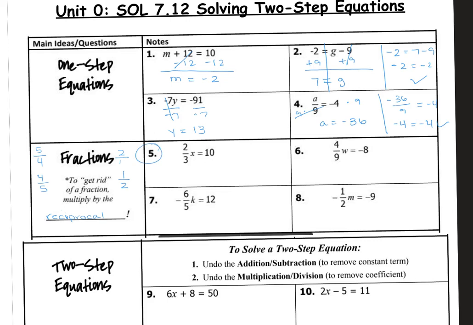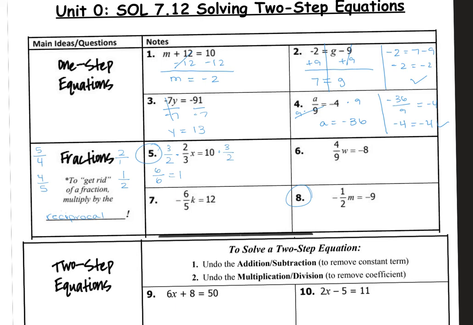All right? So looking at number 5, we're going to look at a couple of these. So we're going to look at number 5 and number 8. So we have 2 over 3 times x is equal to 10. To get rid of the 2/3, I'm going to multiply by the reciprocal, simply by flipping the fraction. I'm going to multiply both sides by 3 over 2. So when we multiply fractions, we have 3 times 2, which gives me 6, and 2 times 3, which gives me 6. 6 divided by 6 gives me 1, and 1 times x is simply x.